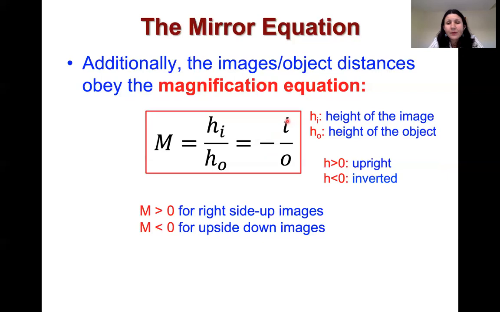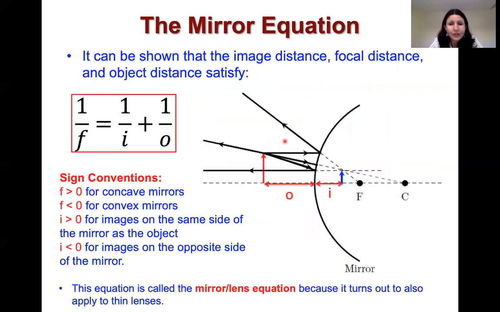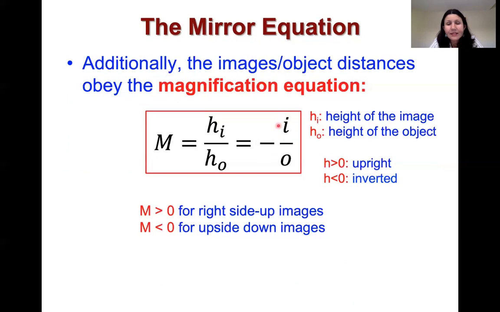So remember, when images are virtual, so when they're on this side of the mirror, the I is negative. So if we look at this equation, when I is negative, minus I becomes positive, so M is positive. So what is the meaning of having a positive magnification? It's when the image is right side up, so it's not inverted.